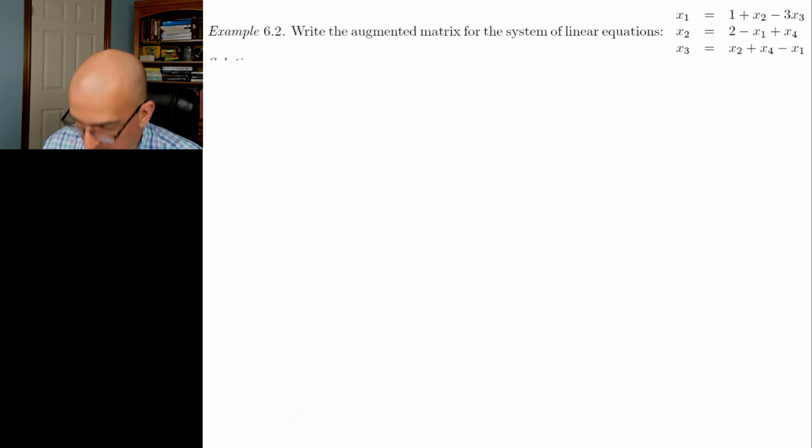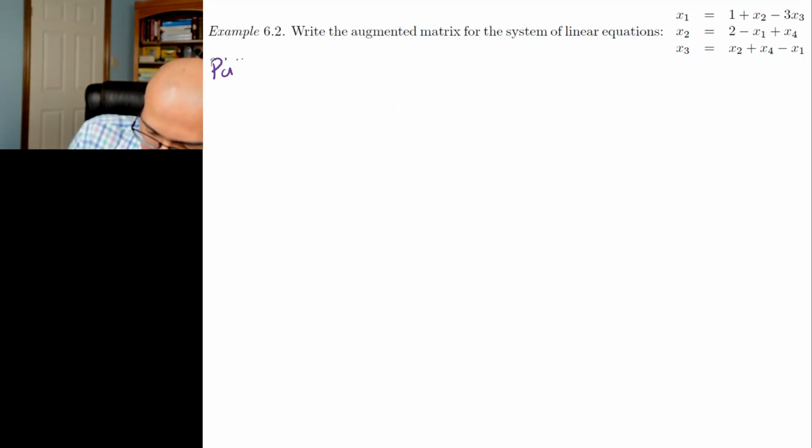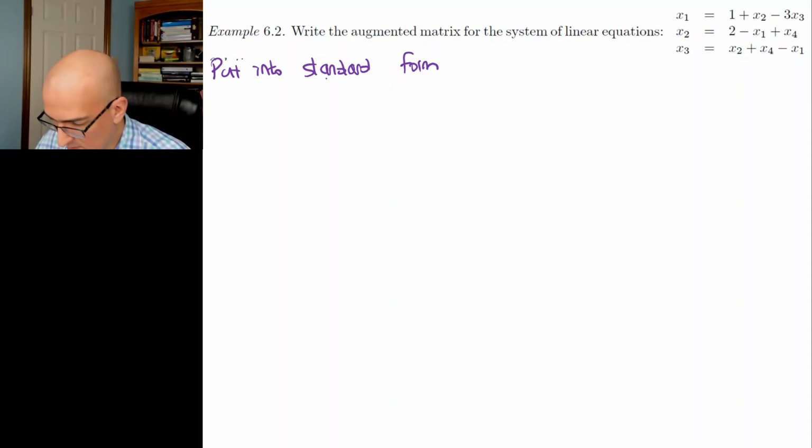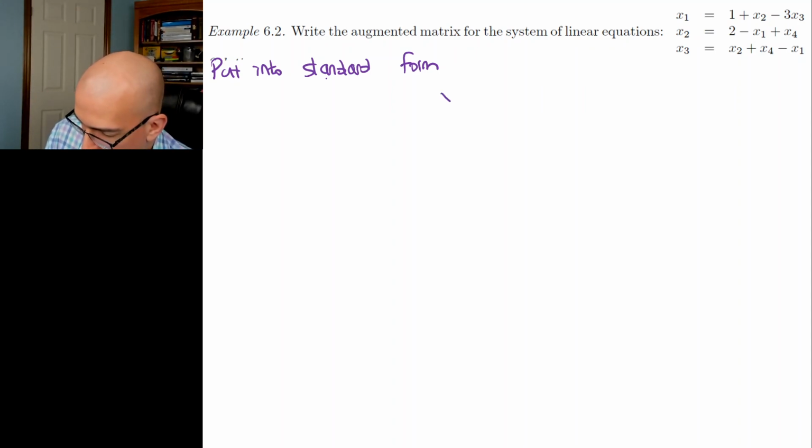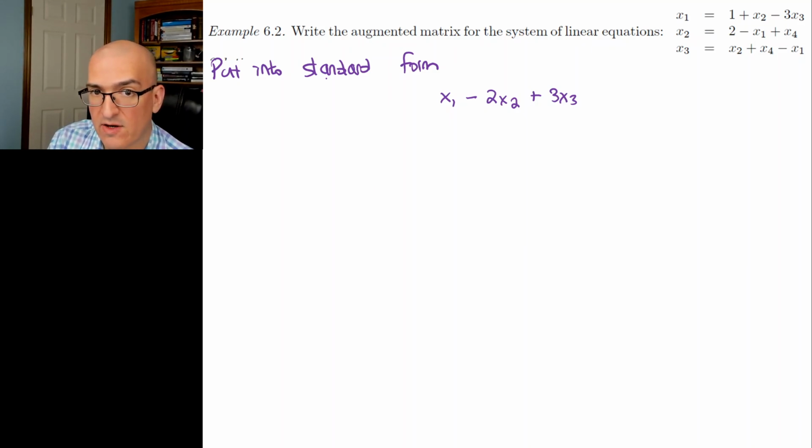Okay, here's a prime example of what we would have to do if the system of linear equations begins in non-standard form. I'm going to begin by putting it into standard form. So the first equation, we have x1 minus 2x2 plus 3x3. Now I'm going to make a mistake here, but I'll come back and correct it. Equals 1. That's what it looks like we have.